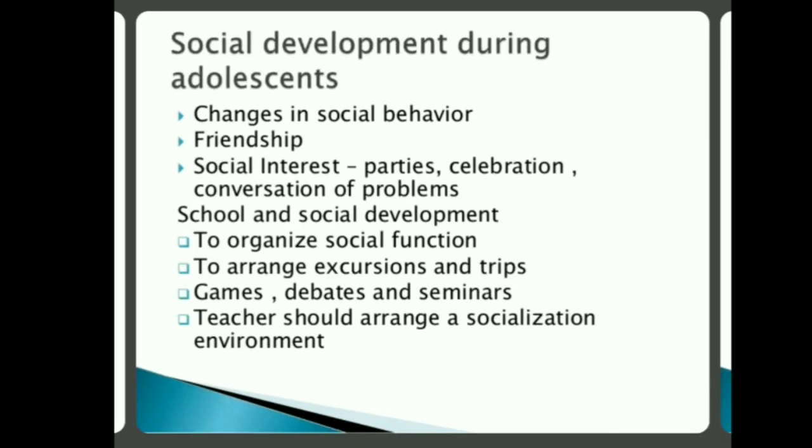Now, this is the most important stage of social development, that is, the stage of adolescence. During adolescence, lots of changes occur. Again, boys and girls show interest in one another. This is a drastic change from childhood. They organize social functions, they arrange excursions and trips, games, debates, and seminars. So, lots of social gatherings occur at the adolescent stage.